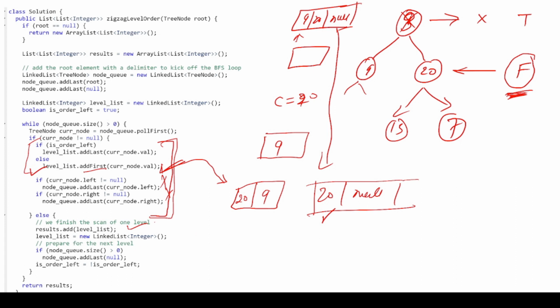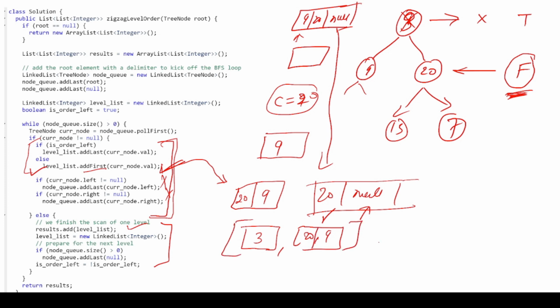Otherwise we will continue like this. Okay, now it is null, meaning our current is null, right? So when current is null, we will come here, reinitialize, and add this list onto the list of lists. Previously we had 3 in the list, now we will add one more: 20, 9.